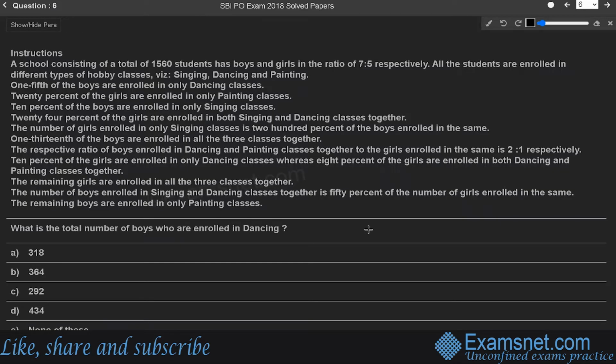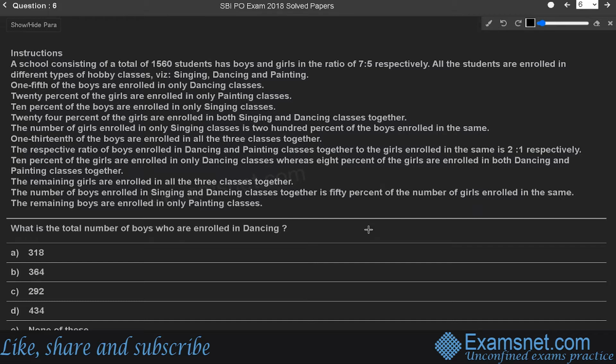Next question has the instruction: a school consisting of a total of 1560 students has boys and girls in the ratio of 7:5 respectively. All the students are enrolled in different types of hobby classes: singing, dancing, and painting. 1/5 of the boys are enrolled in only dancing classes. 20% of the girls are enrolled in only painting classes. 10% of the boys are enrolled in only singing classes. 24% of the girls are enrolled in both singing and dancing classes together. The number of girls enrolled in only singing classes is 200% of the boys enrolled in the same.